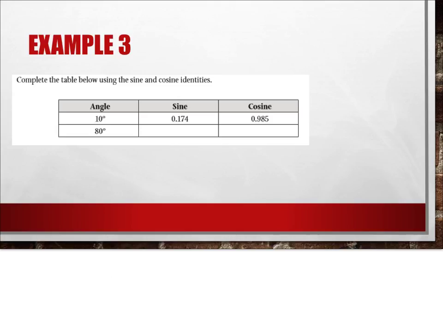All right, example 3. If they want us to complete this table by using the sine and cosine identities, that's as easy as double checking that these are complementary angles. Yes, they are, because they add up to 90 degrees. And then that means the sine of one would be the cosine of the other. Super easy to fill out. Don't even need your calculator unless you just want to check it. Sine of 80 degrees should be 0.985. Cosine of 80 degrees should be 0.174.